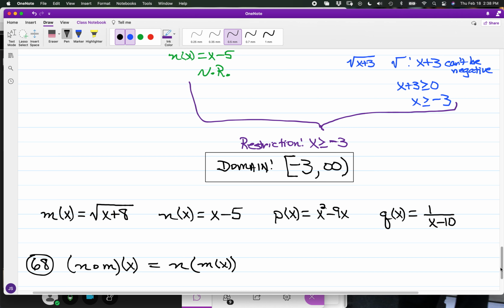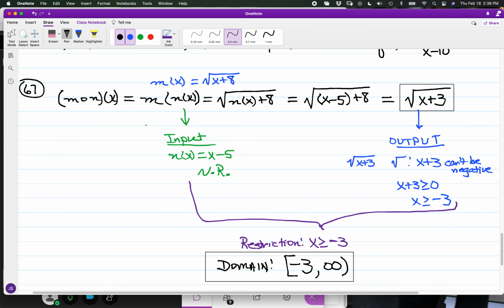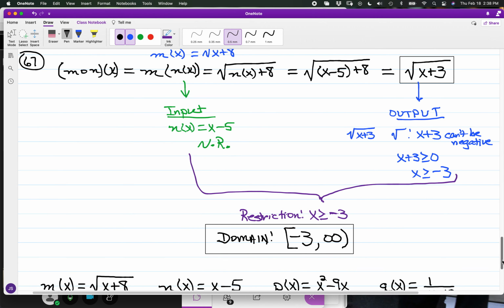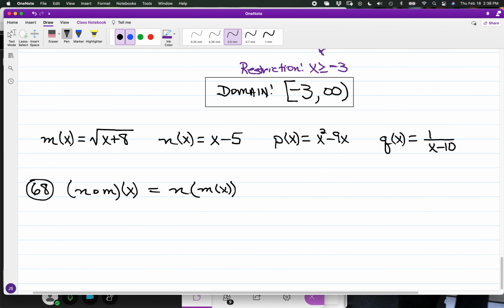Okay, notice in 67 we had m composed with n of x, we had m of n of x. Now we have it switched around, where we now have n of m of x. So your output function is now going to be not m of x but n of x. So for n of x, we're going to have x minus 5.